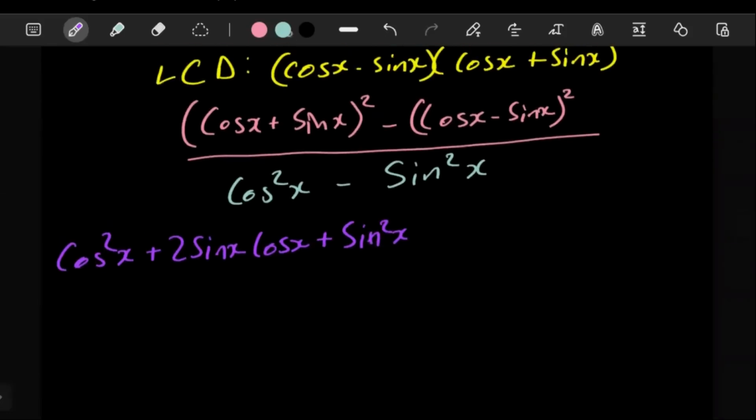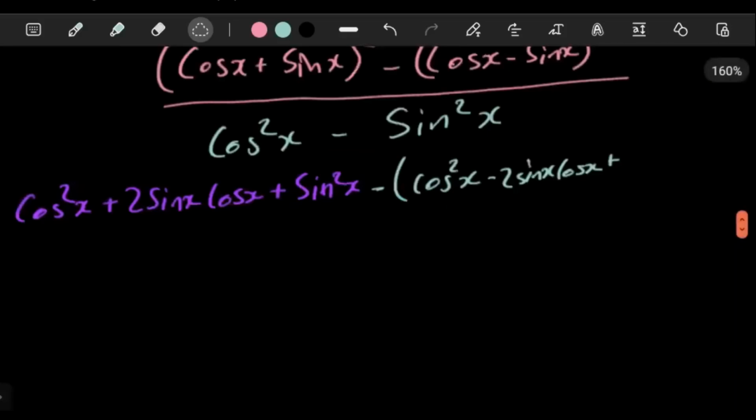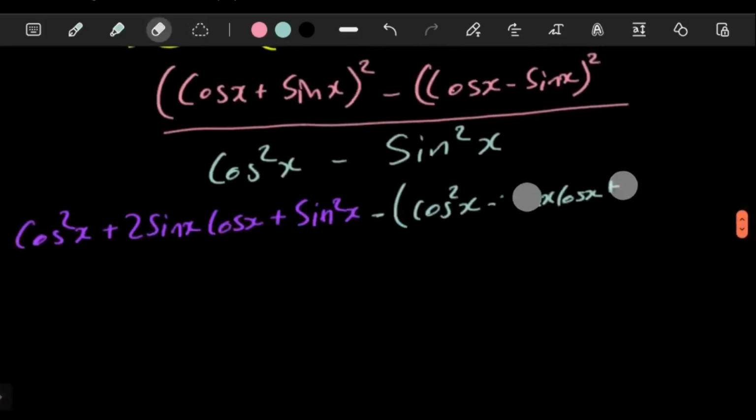And then for this one, yeah, you have to be careful. You have to put brackets, because here you're going to have cos squared x minus 2 sine x cos x, and then plus sine squared x. That's the way I like it. So it's like this, it gets smaller. What do we have? This is like minus 2 sine x cos x. And then at the end we had plus sine squared x.